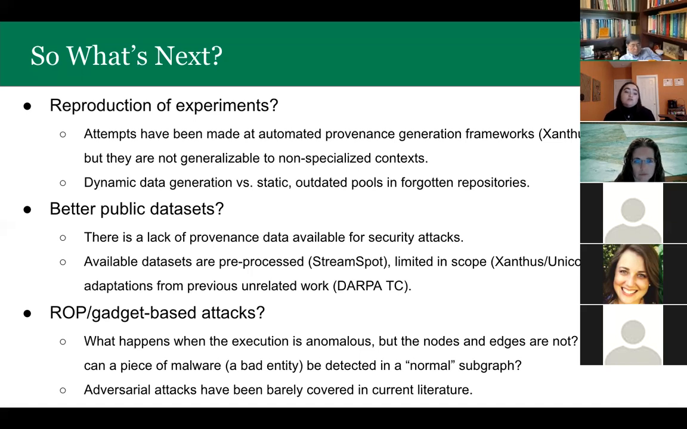So another question that we have is for return-oriented programming and gadget-based attacks, or anything that would be non-anomalous code. What happens when the execution is anomalous, but the nodes and edges are not, or vice versa? If you have a piece of malware that is installed as normal, so it looks normal, can that be detected in a normal subgraph? In addition, Siegel was the only one to cover adversarial attacks. So there's not really been a lot of work on whether, if the attacker knows what's going on, or has some idea of the graph, they can change it and try to adapt.